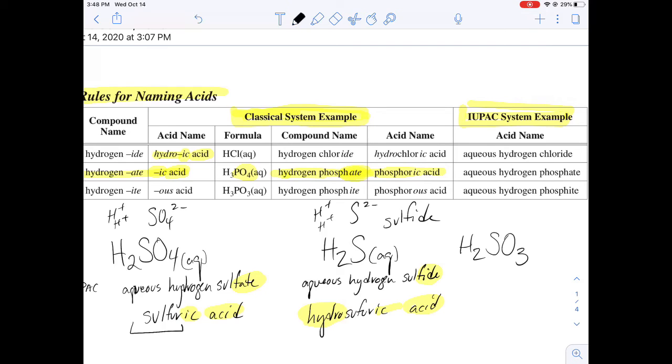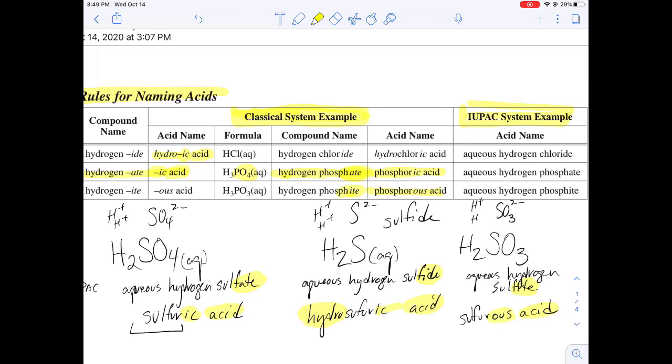Our last example we have here to try to help explain this is I've got two hydrogen ions and a sulfite ion. So this would be aqueous hydrogen sulfite. But sulfite ends in ITE. If the ion ends in ITE, then this will be sulfurous acid. And so it ends in ous acid. And you can see the example they give here is they've got phosphite. So hydrogen phosphite, so it's phosphorous acid.